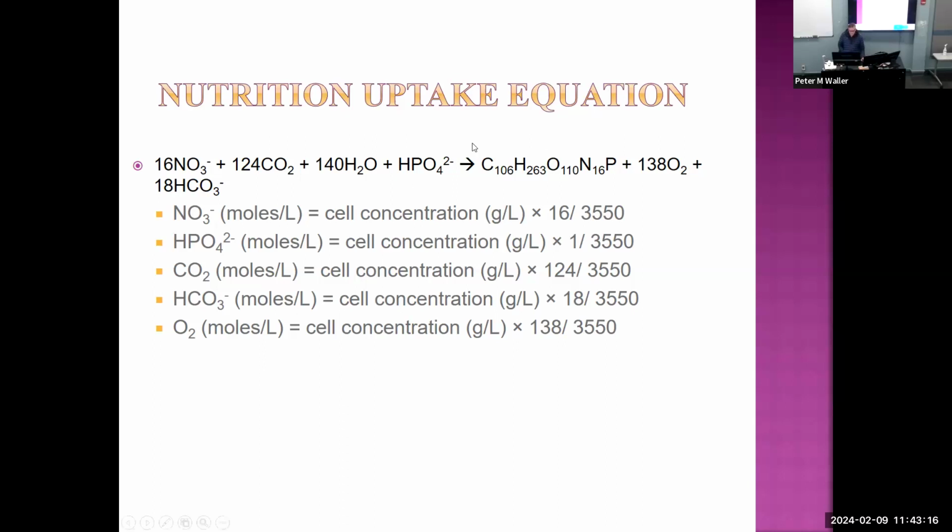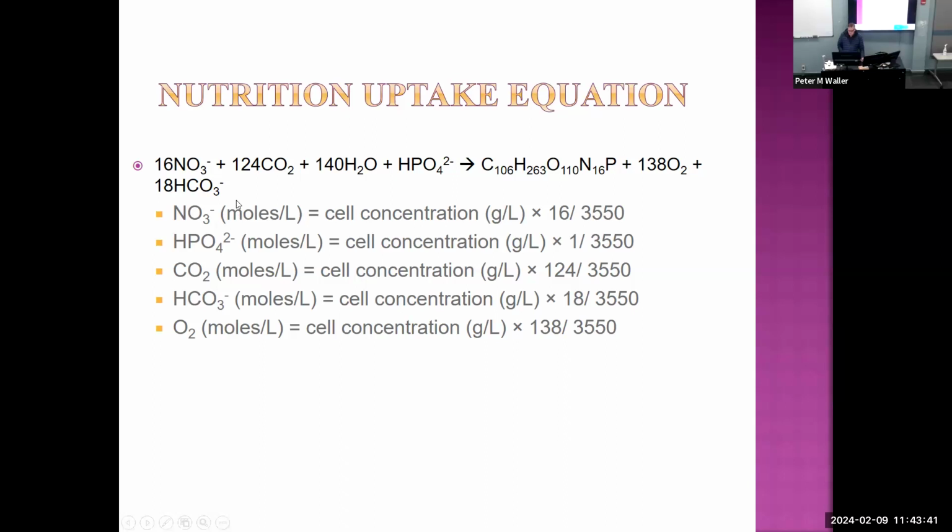And the unit mass of the algae is 3550 grams per mole. So that's not these numbers, but we take the molecular weight of carbon times 106, hydrogen times 263, and so on. So our total grams per mole of algae is 3550.